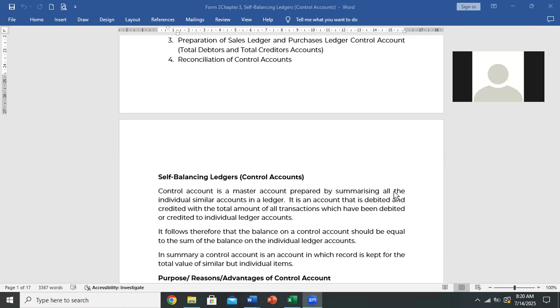ledger. And then we also said that it can be referred to the total account.